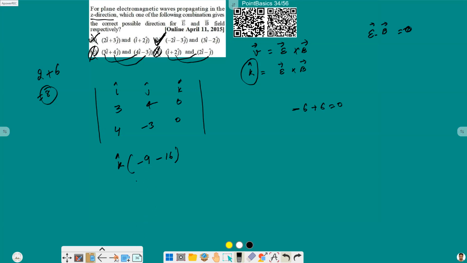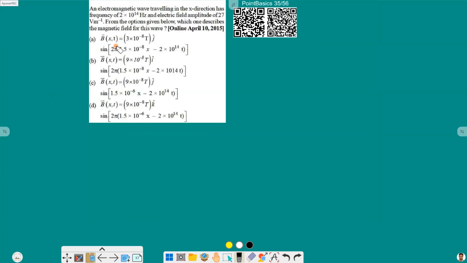Now let us move ahead. An electromagnetic wave traveling in the x direction has a frequency given by this relation and electric field amplitude of 27 volt per meter. Find from the options given below which one describes the magnetic field wave. So we have to find the magnetic field.